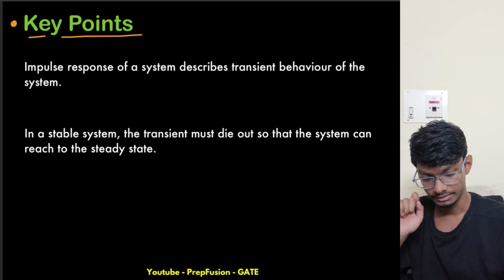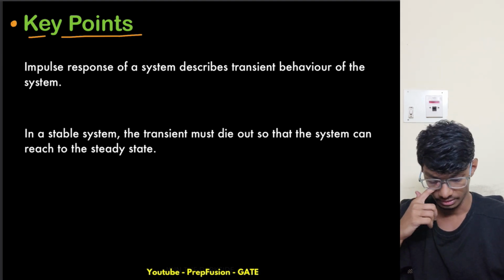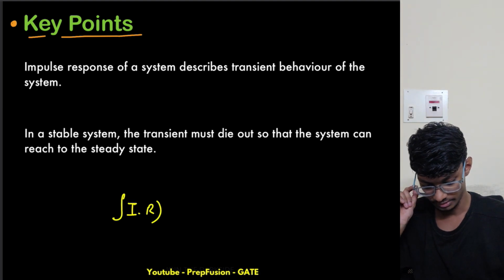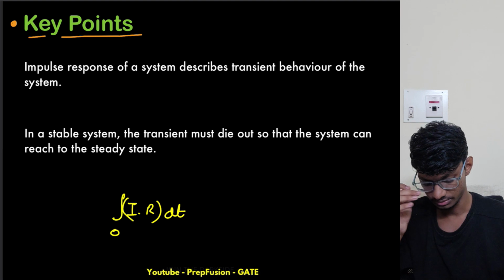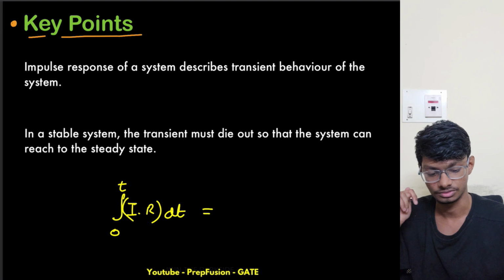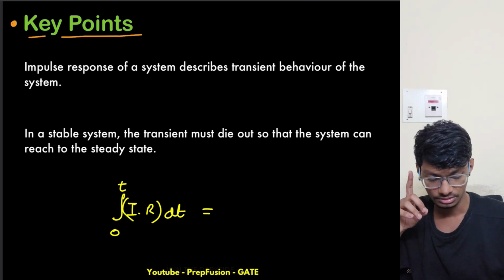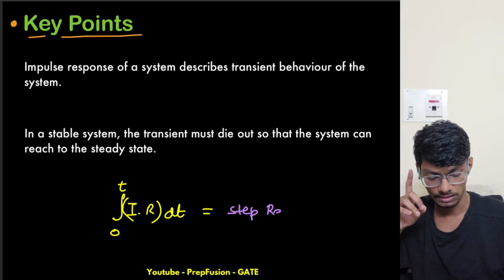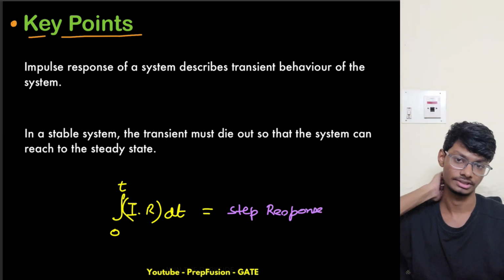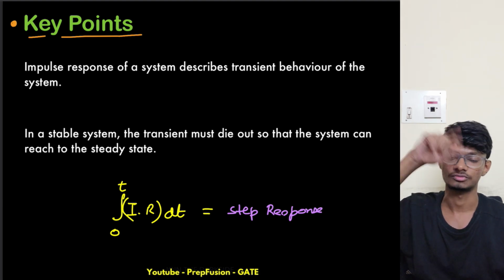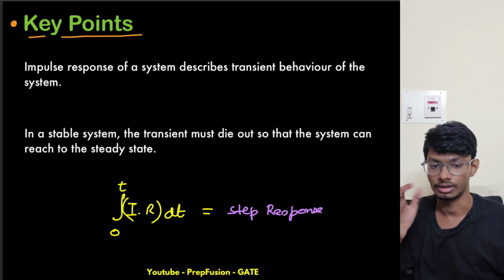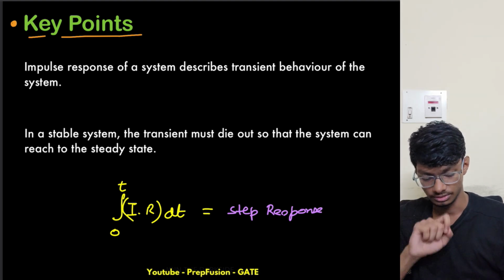Can you tell me, if I integrate my impulse response with respect to time dt, what response do I get? Is there any relation between the integration of the impulse response? I hope you remember, it was the step response. And why does it happen? Because that 1 by s term comes in Laplace. The step has Laplace transform 1 by s, and 1 by s also means integration in the time domain. So like that also you can understand. So yeah, this is one point.